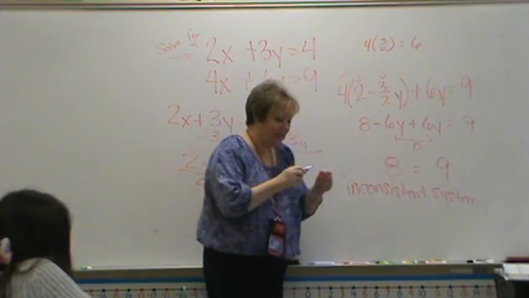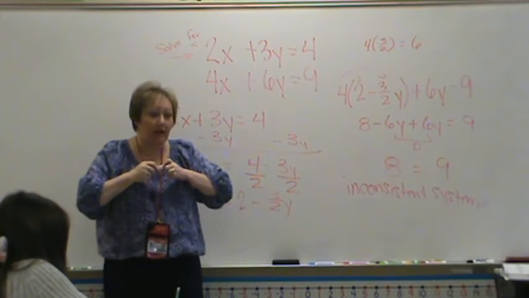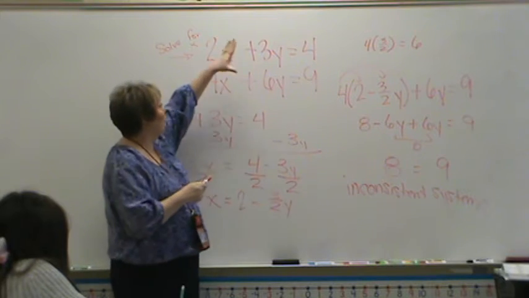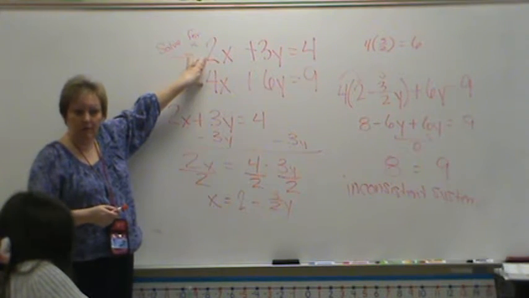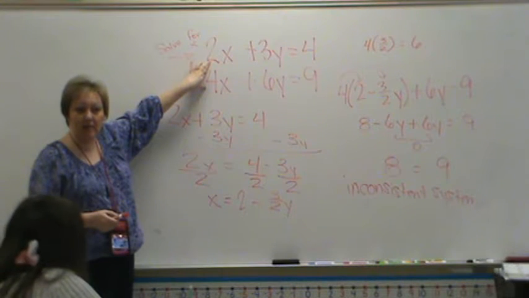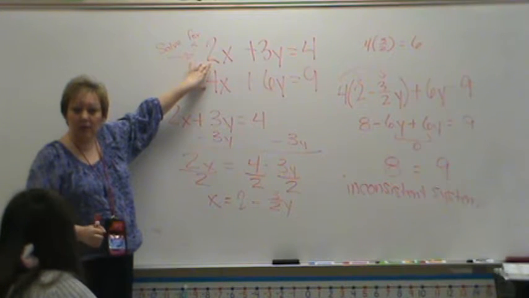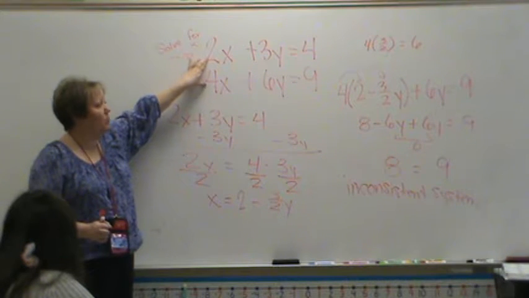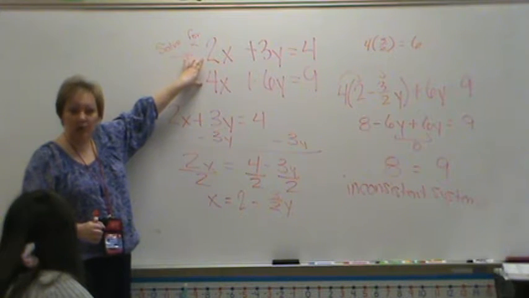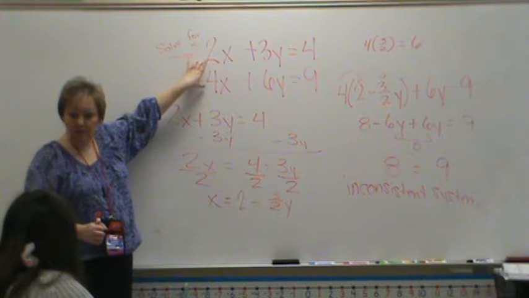This is an inconsistent system. The lines, as you said, are parallel. If I graphed these two lines, they would be parallel. Their slopes would be the same. Their y-intercepts would be different. Okay? These lines will never, ever, ever cross because they're parallel.